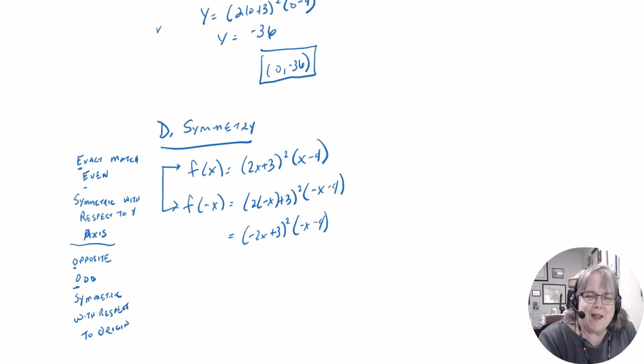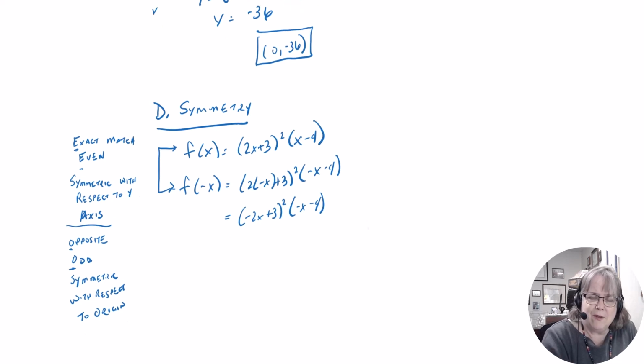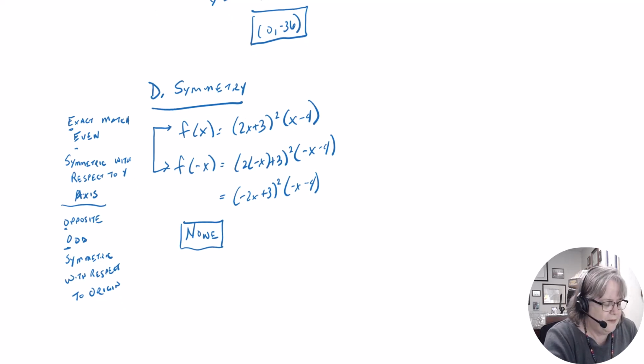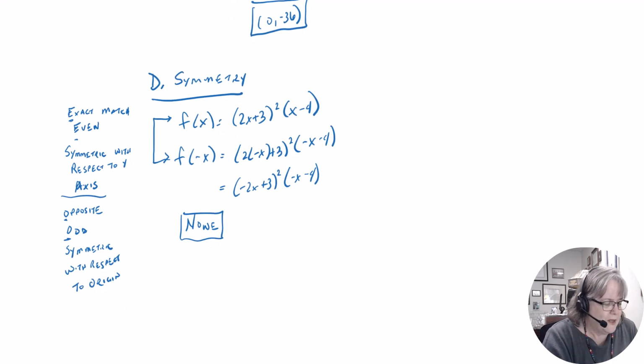Okay. Now, this one's neither even nor odd, okay, because this 2x is now the opposite of minus 2x, but the 3 is still positive. X is now negative, but the negative 4 is still negative, so it's neither even nor odd, so there is no symmetry. And if you need an explanation, you would demonstrate this replacing negative x, and then talk about how it's not doing that. Now, we also talked about periodicity.